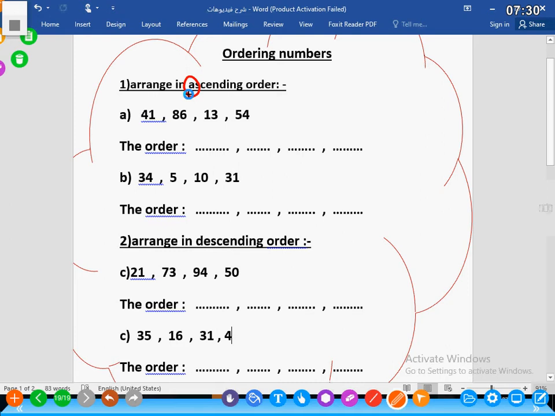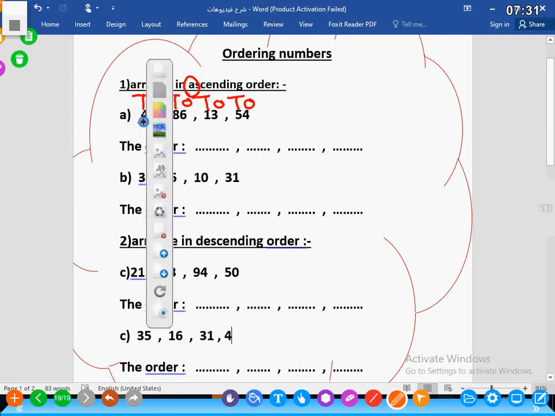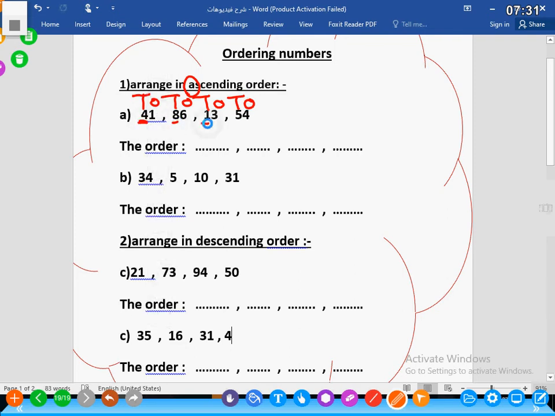Okay, first put our place value, ones and tens. And look at the tens place. Now we have 4, 8, 1, 5. What is the smallest number here? 4, 8, 1 or 5? 1. So cancel 13 and write 13 here.